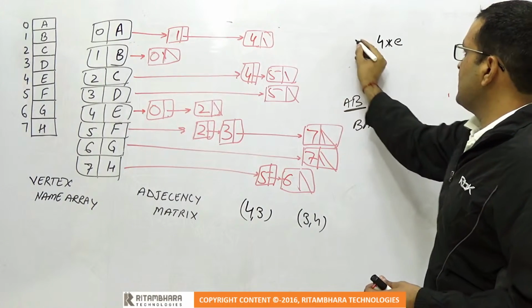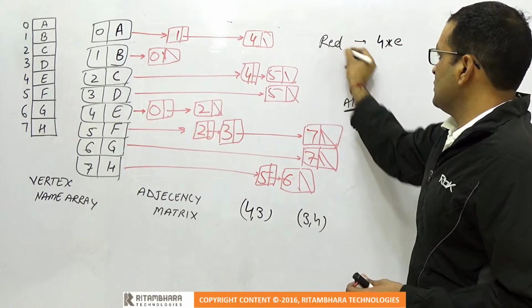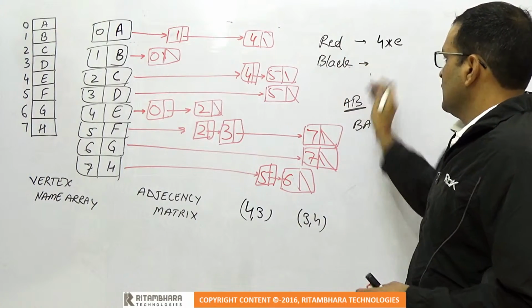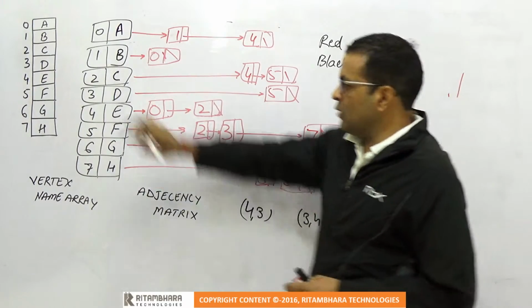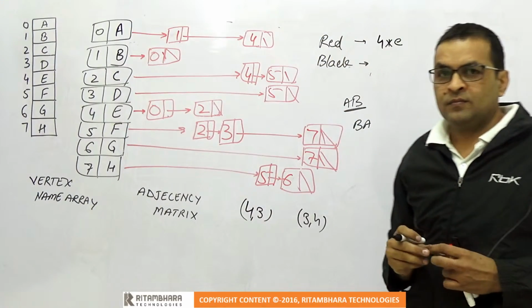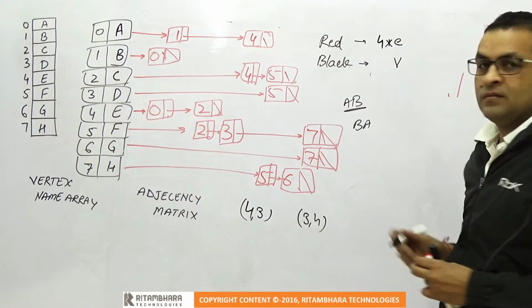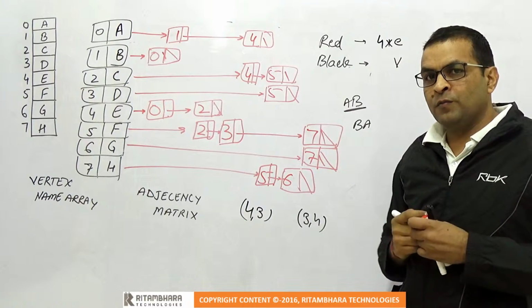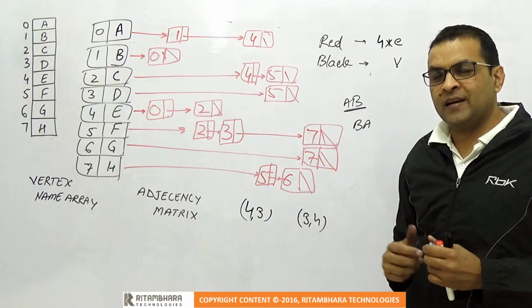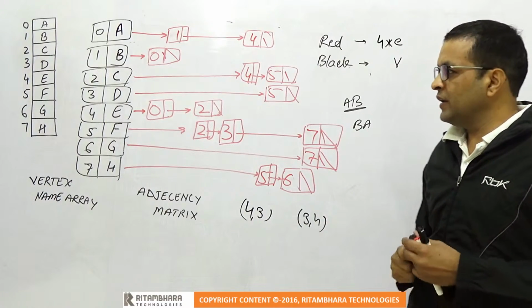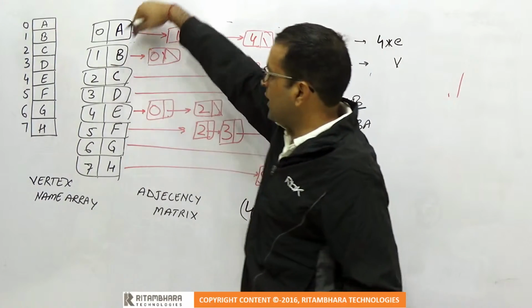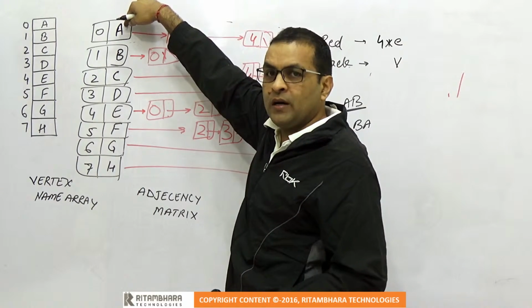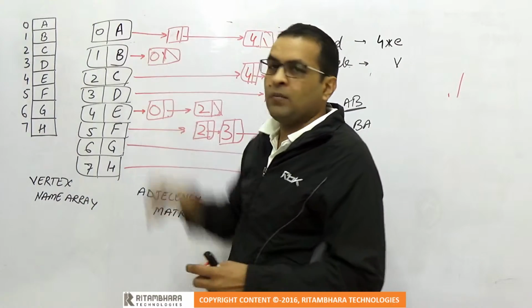So 4E is the memory consumed by red nodes and black nodes. In case of black node, we require one node for each vertex. If we have V vertices, then we will require V nodes. So V black nodes will be created, and in every node one pointer will be stored which is pointing to the head of the red list, one name, right, and one number.